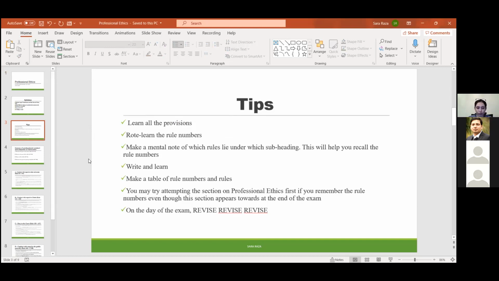You should, of course, try to write and learn, so that when you make a table of the rules and the rule numbers, it sticks in your mind that if this was the rule, this was the provision or section number it comes from. You may also try attempting the professional ethics section right in the beginning of the exam, so that you don't forget the rule numbers that you have learned. And on the day of the exam, before going into the test center, you need to revise and revise so that you don't lose out on the easiest scoring part of the exam, which is why it's so necessary to revise the rule numbers and the rules.